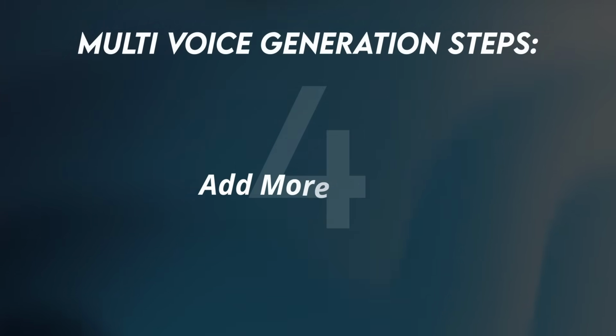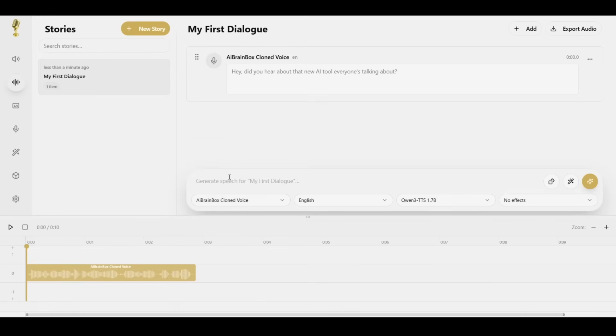Step 4. Add more lines with different voices. Now click the text field again and type the response. For example, "Yeah, it's called Voicebox. I've been using it all week."